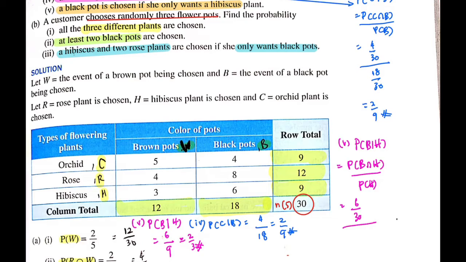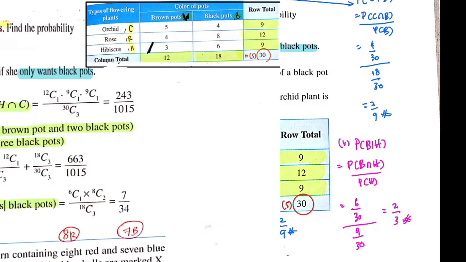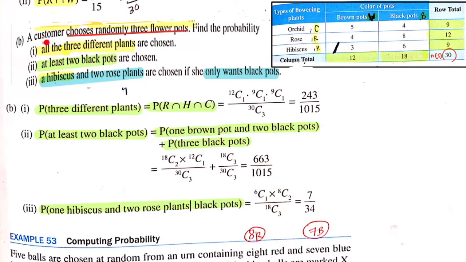Divide by probability of H. So what is probability of H? Let's look at total H here. This is 9. So it is 9 over number of sample space, which is 30. So let's simplify this. This will give you the same answer, 2 over 3. So this is the answer for part number 5. Let us see the next example here for part B.